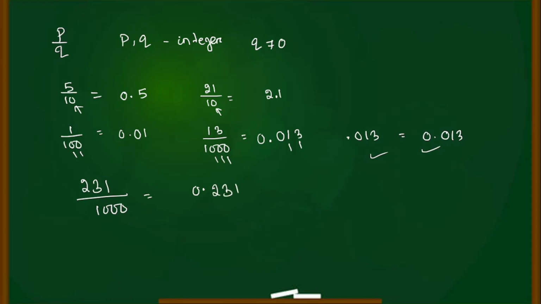Means if the denominator is either 10 or 100 or 1000 or 10,000, then we can easily convert it into a decimal number, yes or no. No. If the denominator is not 10, 100, 1000, how to solve? Now suppose the question is 2 by 5. So how to convert? Convert in two processes.